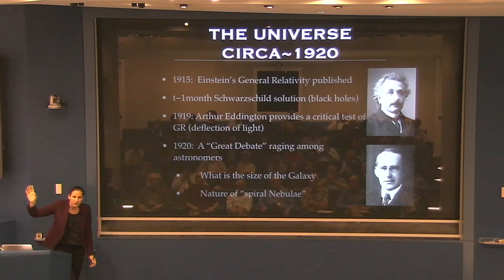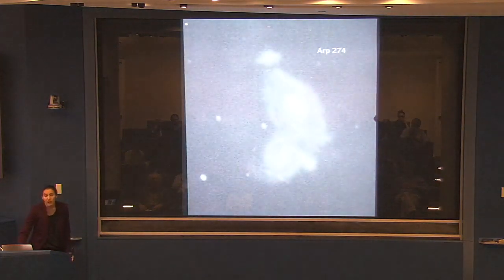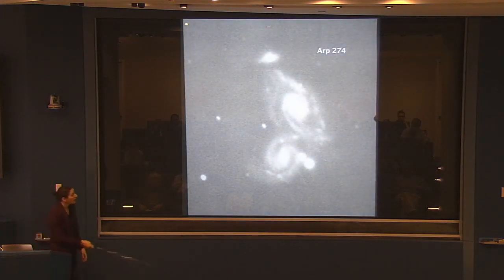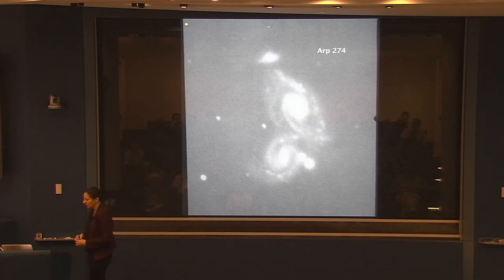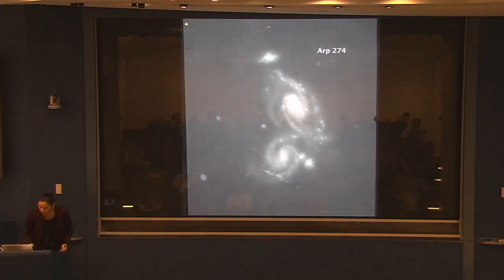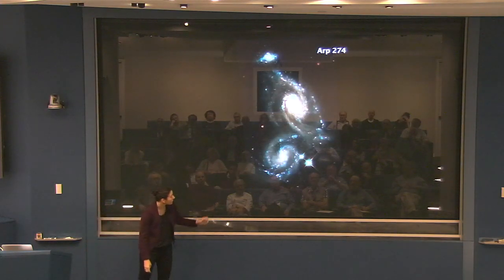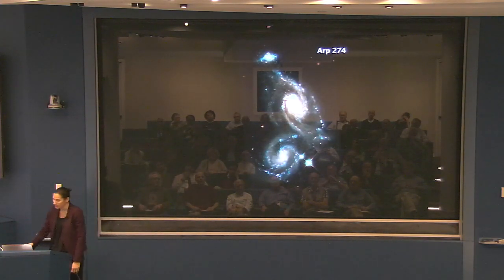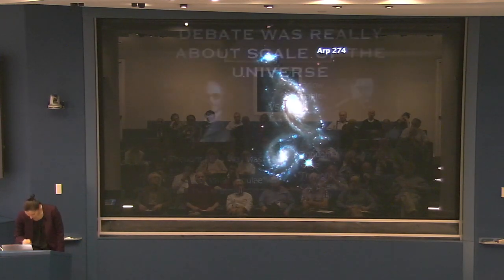Were they gas clouds that were being illuminated? What were they? They didn't have images like the ones I showed you before. They had images like this because they were using photographic plates. So they were kind of these blurry images, and it really wasn't clear what they were. Of course, now we have beautiful images from the Hubble Space Telescope that resolve individual stars in these types of galaxies. But at the time, they were working with much worse data.